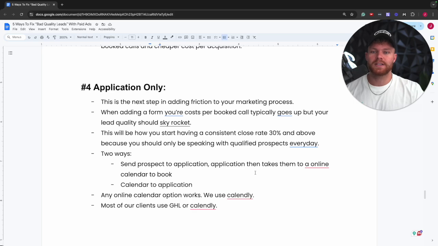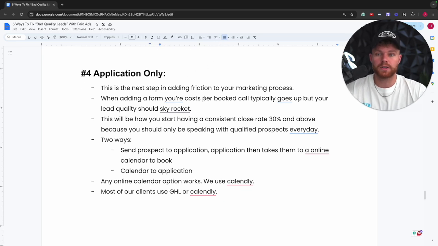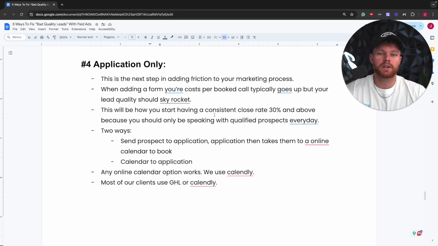Now, this is the next step in adding friction to your marketing process. When adding a form, your cost per booked call will typically go up. But again, your lead quality should skyrocket, which results in more money in your bank account if you can close the deals. This will be how you start having consistent 30% and above close rates, when you have some sort of form that filters out bad quality leads. Because at the end of the day, you should only be speaking with qualified prospects every day.